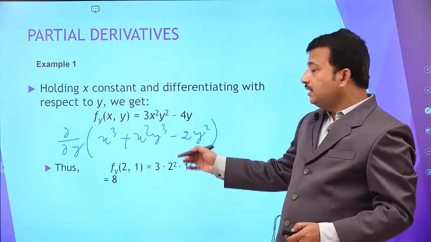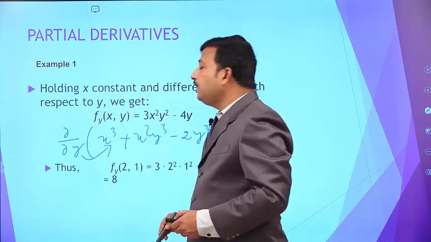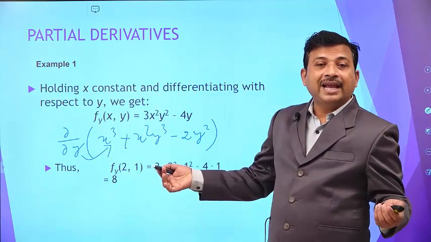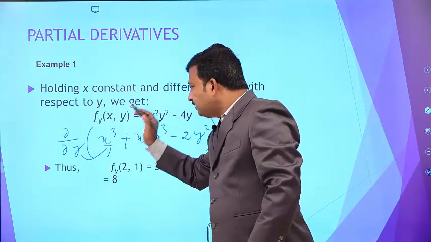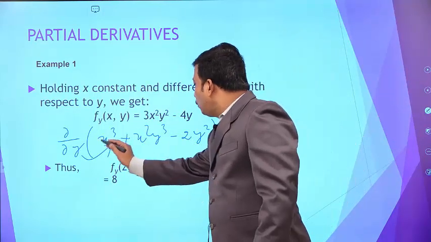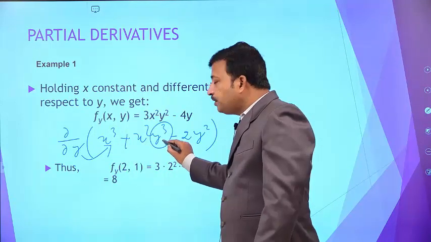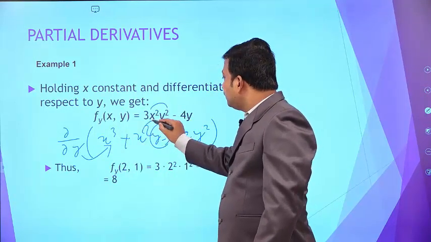So you are differentiating here with respect to y. This x³ has no y. When you are differentiating with respect to y, all the x terms you need to treat as a constant. So this becomes 0. Now ∂/∂y, you need to differentiate only y³. What will we get? The derivative of y³ is how much? 3y², and this is x².